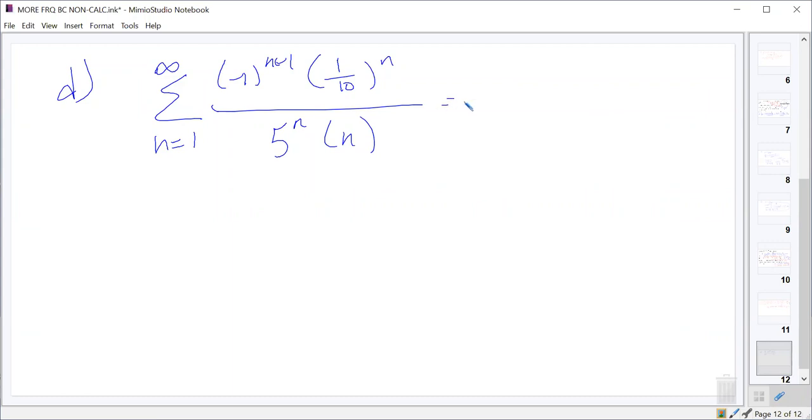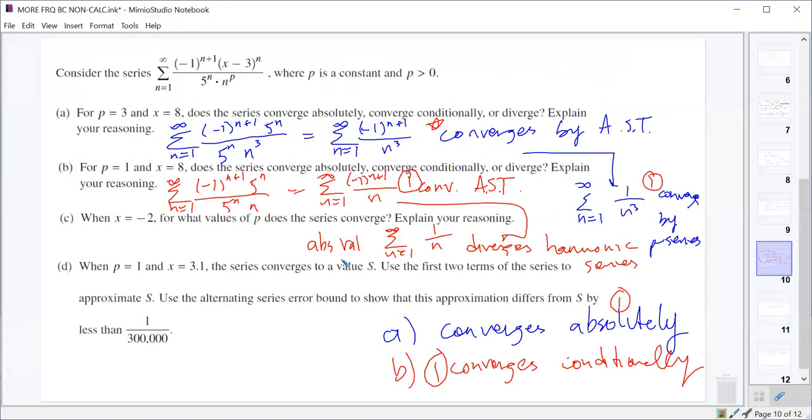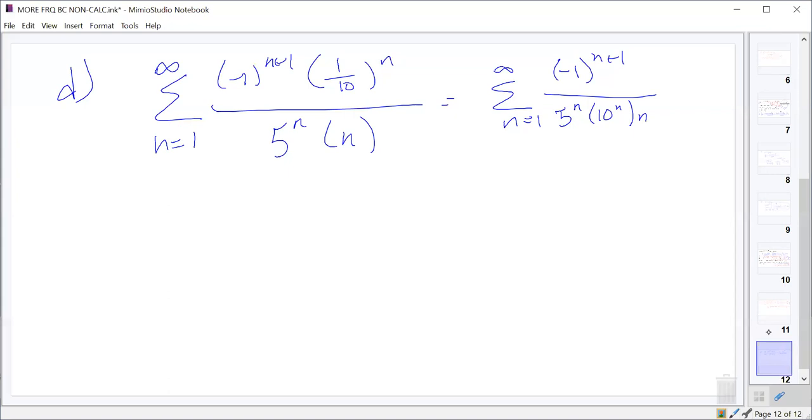And we could rewrite this n equals 1 to infinity, -1 to the n plus 1. 1/10 to the n means that we got a 5 to the n, and we've got a 10 to the n down here, and an n down here. And so we know that this series converges to some value of s. Use the first two terms of the series to approximate s. So let's write out the first two terms. Starting at n equals 1, this should be -1 squared, so that should be a +1, over 5 to the first, 10 to the first, that's 50 times 1. So 1/50th is our first term.